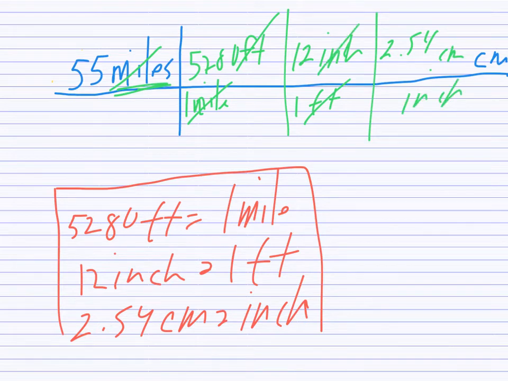And lastly, I can say that there are 2.54 centimeters in every inch. And again, when I multiply by this fraction, the units of inches will cancel, and the only dimension that I have left is centimeters, exactly what I want. And so now I just have to multiply 55 times 5,280 times 12 times 2.54, and that should tell me the number of centimeters.